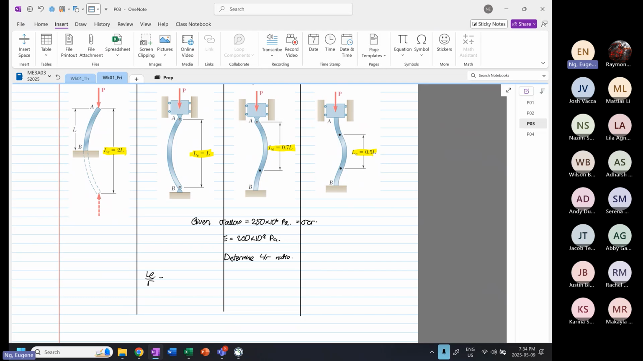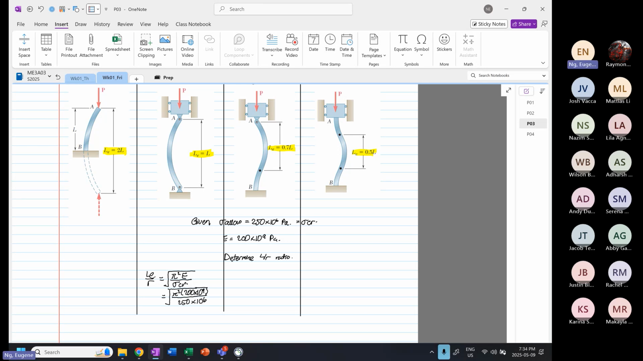And for the first one, this will be equal to the square root of pi squared E divided by the critical stress. Okay, so this will be equal to the square root of pi squared times 200 times 10 to the power 9. And then over here, the critical stress is 250 times 10 to the power 6.